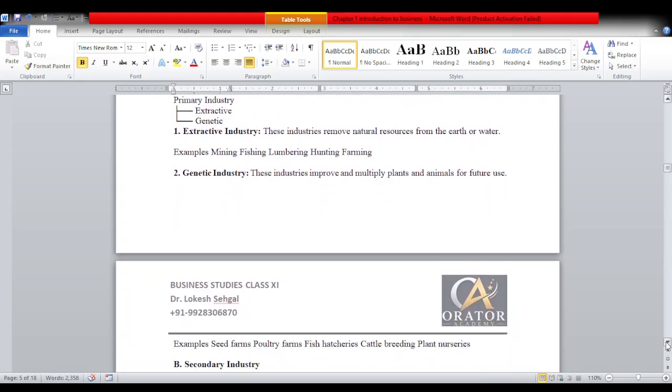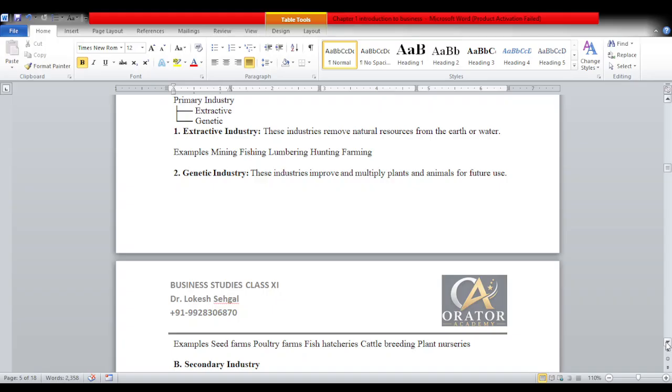Genetic industries improve and multiply plants and animals for future use. For example, seed farms, poultry farms, fish hatcheries, cattle breeding, and plant nurseries. So this is helpful for producing more plants and more animals for future use. They are part of the genetic industries, focusing on breeding further plants and animals for future use.